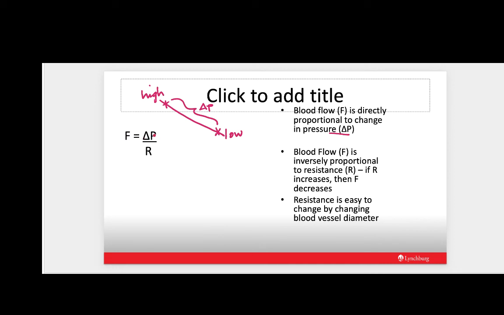So flow is directly proportional to pressure. So if pressure increases, blood flow is going to increase. They have a direct relationship.